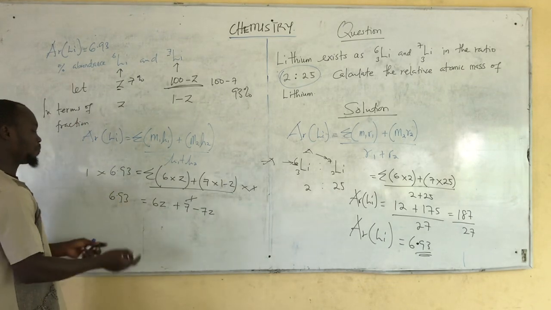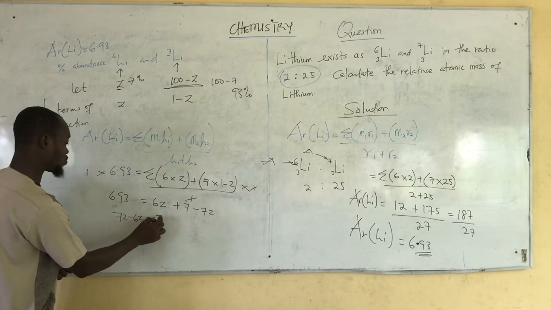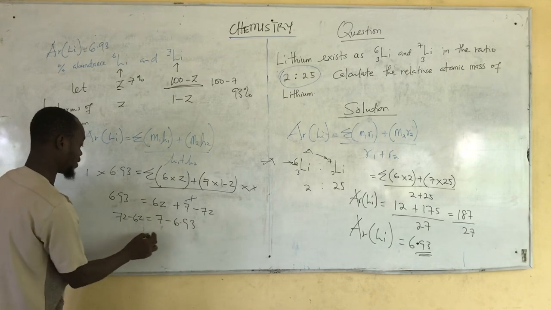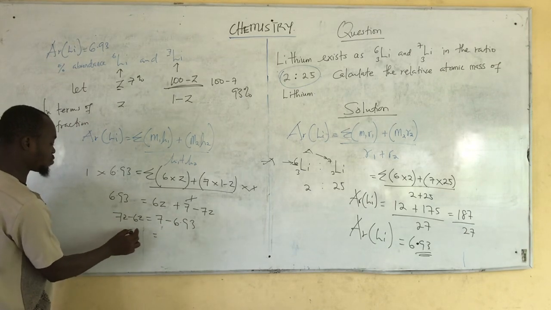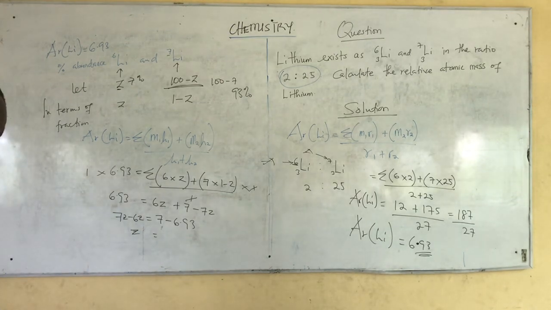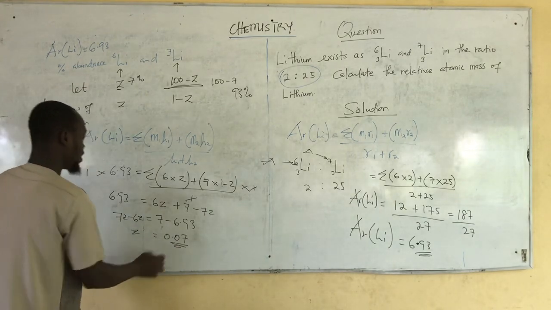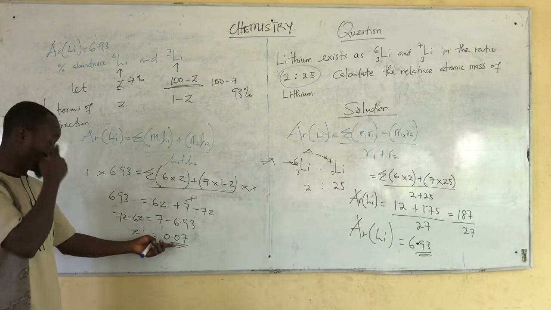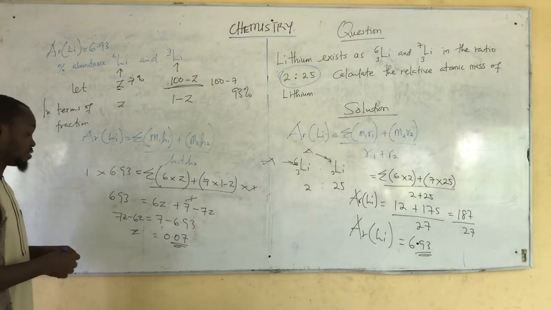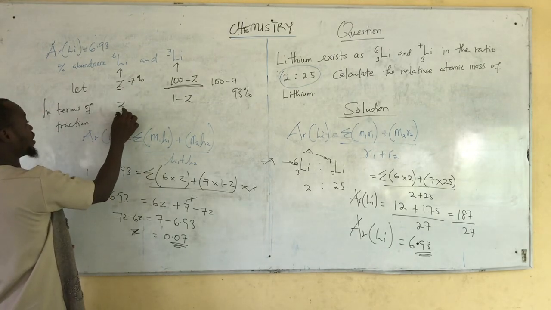So what do we do? We just group like terms. So we are going to get 7Z minus 6Z is equal to 7 minus 6.93. 7Z minus 6Z to give us what? Z. Is that okay? And then we can do our substitution here. 7 minus 6.93. And the answer is 0.07. So 0.07 is the fractional abundance for the first one. Is that okay? So Z, or the fractional abundance for lithium-6, is 0.07.